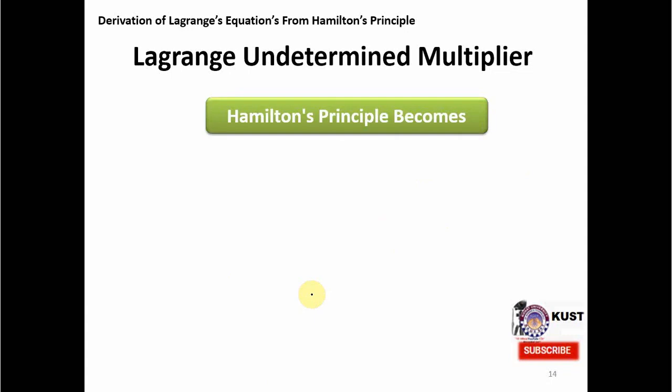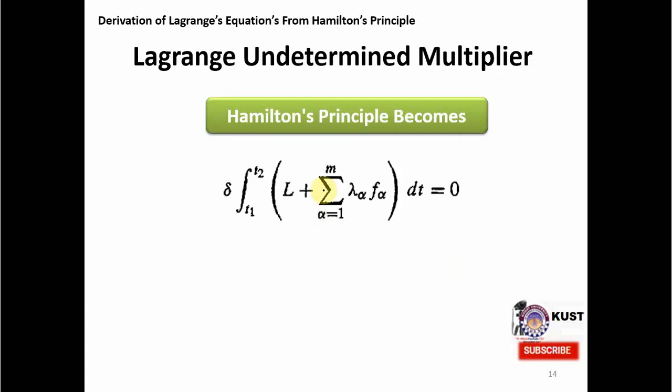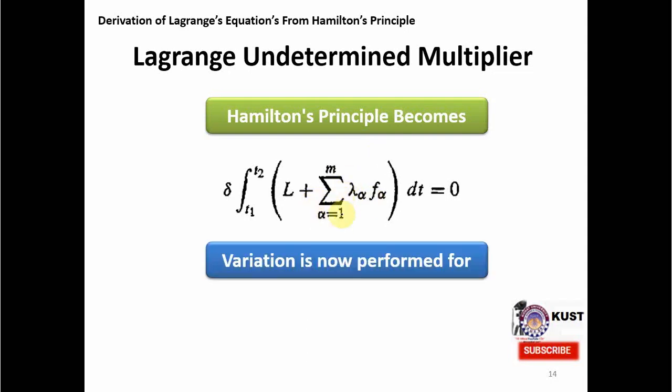So Hamilton's principle then becomes, as you can see now, with L we have added these equations of constraint. These Lagrange multipliers are now added to the L. At the moment we don't know what the lambdas are. Actually, this is the purpose, to determine the lambdas. And the variation is now performed with respect to n delta q's, which are the variations, and m lambda alphas.